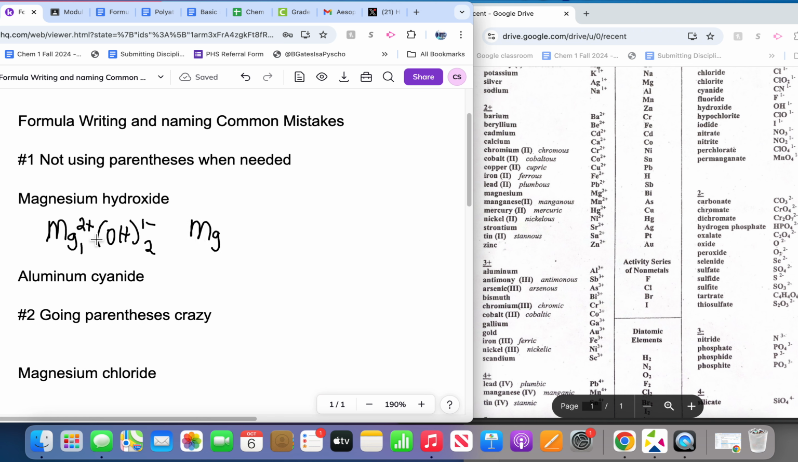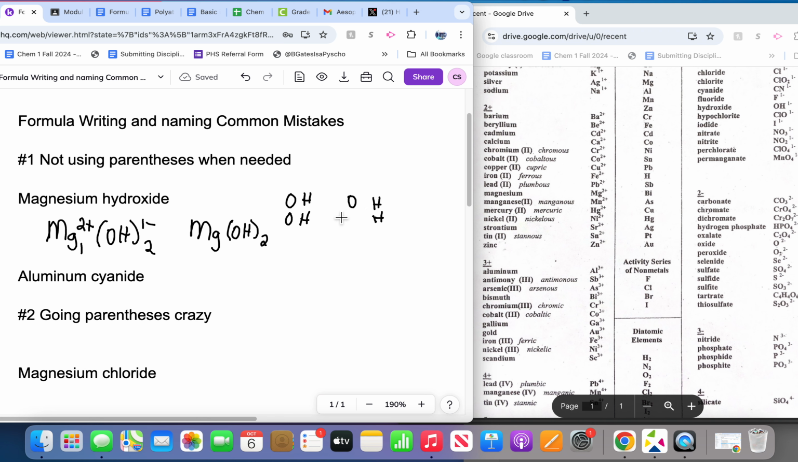Now you have to evaluate: do I need to keep the parentheses? Is the number bigger than 1 on the outside of the parentheses after you crisscross the bottom number? Yes, so you have to keep them, because having the 2 there means there are 2 OHs. That means there's an OH and an OH. And if you forget the parentheses, it would look like there's one O and two H's.